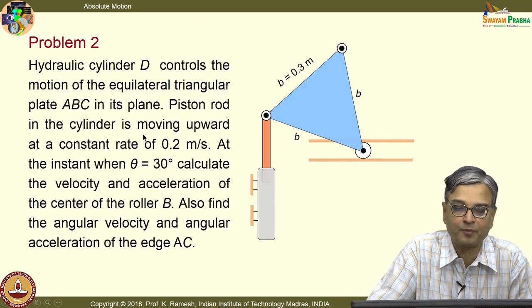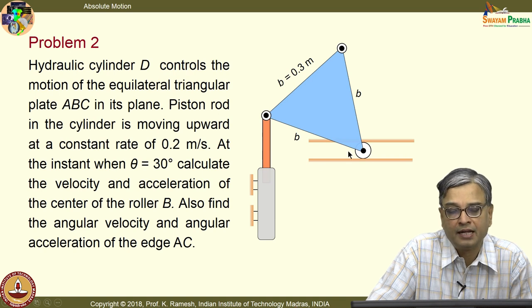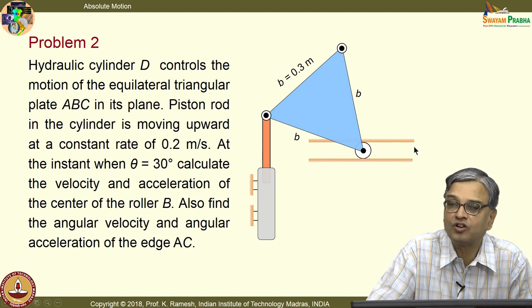Let us move on to another problem. Make a neat sketch of this. I have a hydraulic cylinder which can move up and down, and I have a triangular plate which has a roller here, and this roller is guided in the horizontal direction using this slot. Geometrical details are given. It is a triangle of equal sides, with lengths B, B and so on.